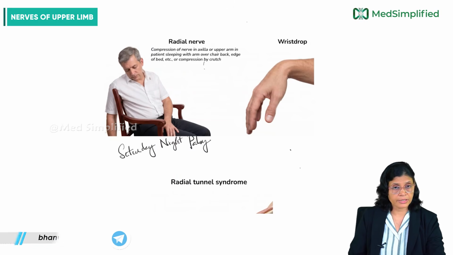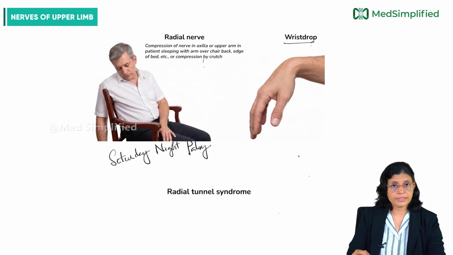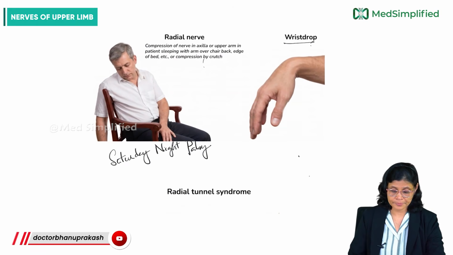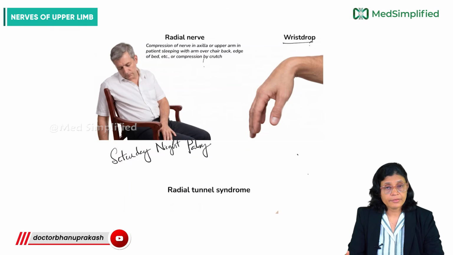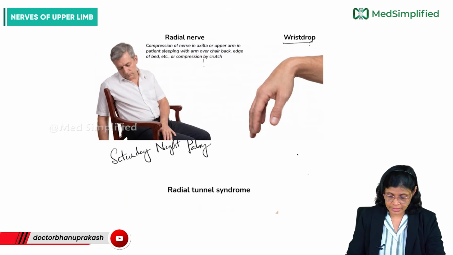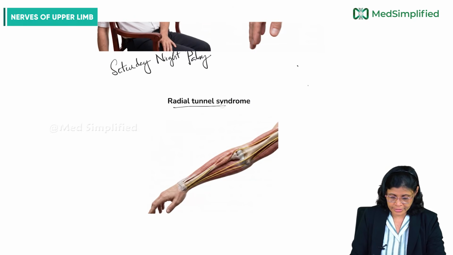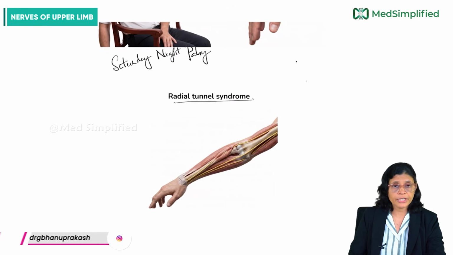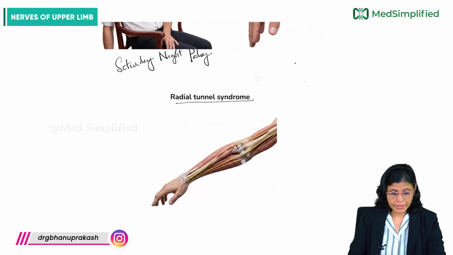But wrist drop is there. Wrist drop we will see, okay, because the extensors of the forearm are affected. Then the third level of injury is injury at the elbow, okay. So at the elbow what happens? It is mainly known as the radial tunnel syndrome. So here it's basically an entrapment neuropathy of the deep branch of radial nerve.